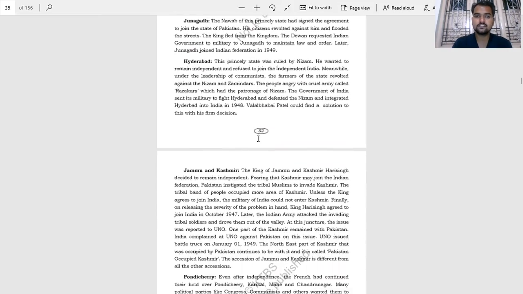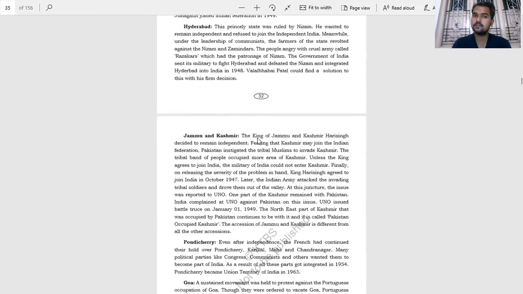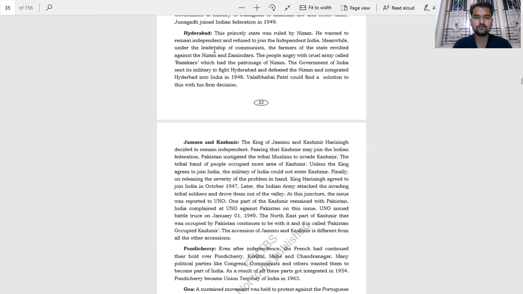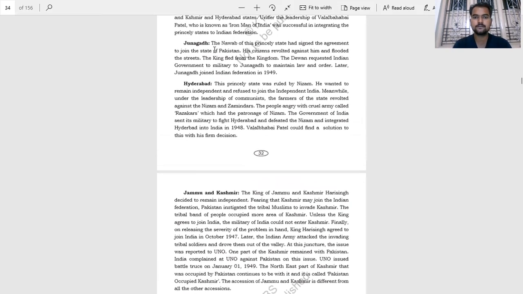Next, Hyderabad Nizam. Same here, Hyderabad Nizam. He, who was one of the richest men at that time, wanted to merge with Pakistan. He didn't want to merge with India. He refused to join independent India.